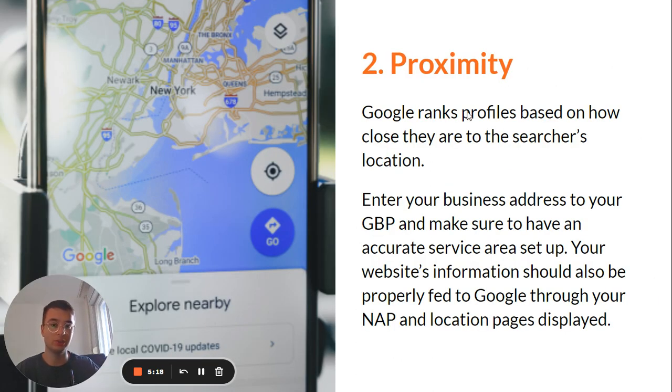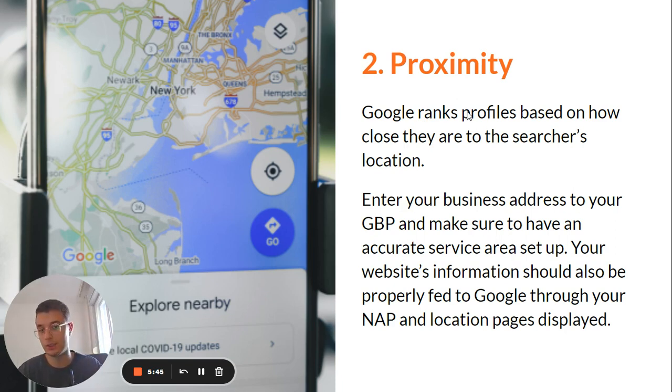So proximity is number two. Proximity: Google ranks profiles based on how close they are to the searcher's location. Enter your business address to your GBP and make sure to have an accurate service area set up. Service area, again, set up in Google Business Profile. Your website's information should also be properly fed to Google through your NAP, name, address, phone number, and location pages displayed.